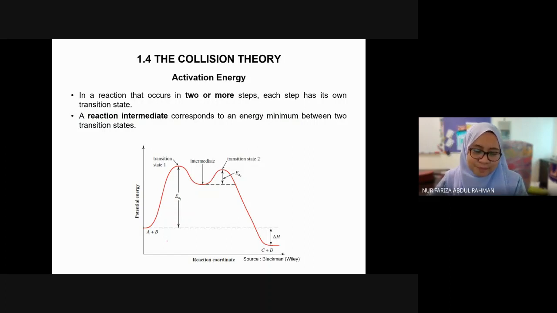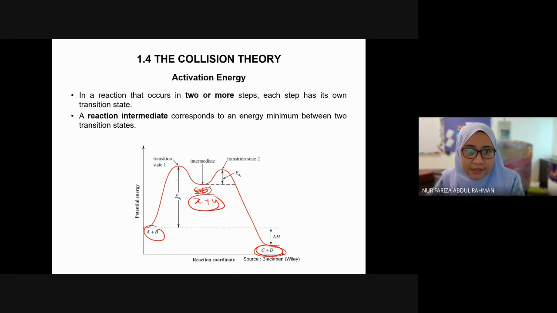So maksudnya kalau we have more than 2 Ea, you can imagine that the reaction has an intermediate. Ada intermediate. Intermediate maksudnya A plus B becoming C plus D kan. So the final product is C plus D. But along the way, in order to produce C plus D, somehow dia jadi X plus Y dulu. So this is what we call intermediate.